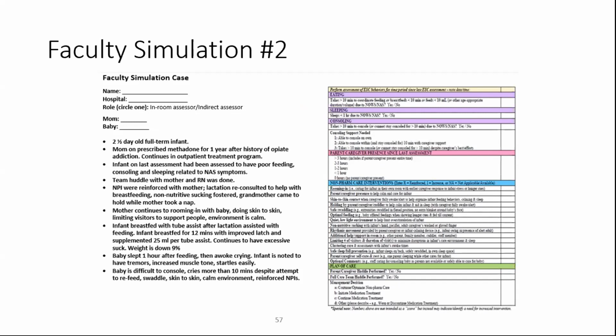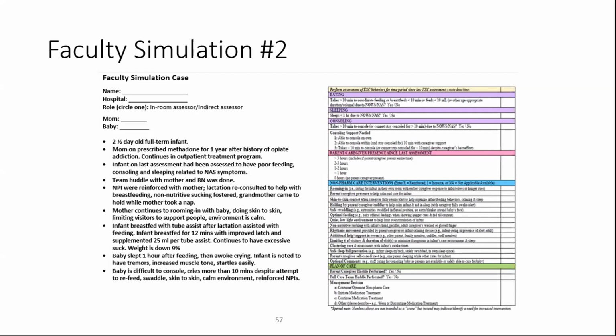You guys did a team huddle with the mom and the RN, and the non-pharmacologic measures were reinforced. Lactation came down. They reconsulted. They did non-nutritive sucking. Grandma came in. She held the baby while mom took a nap. So we did some comfort measures for mom. We gave her a break. Mom continues rooming in and doing skin to skin. The baby breastfed with tube assist with lactation. So we did get some more food for the baby. The infant breastfed for 12 minutes with improved latch and supplemented with 25 mLs per tube assist.